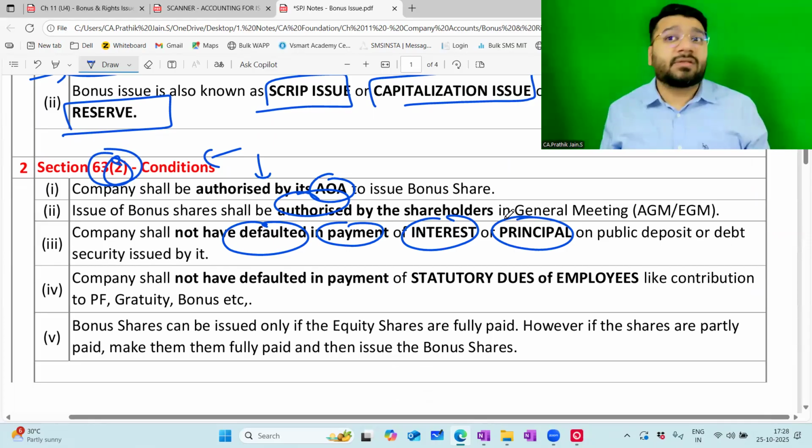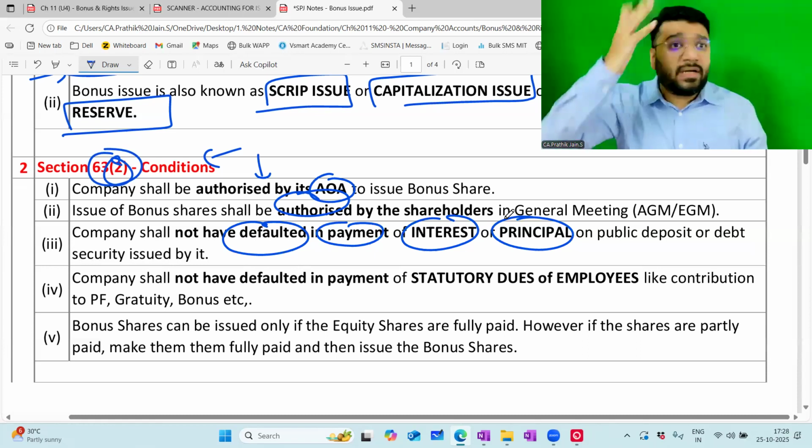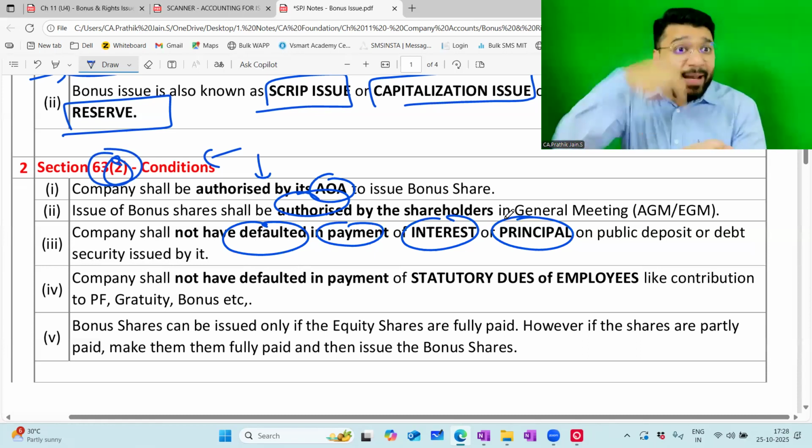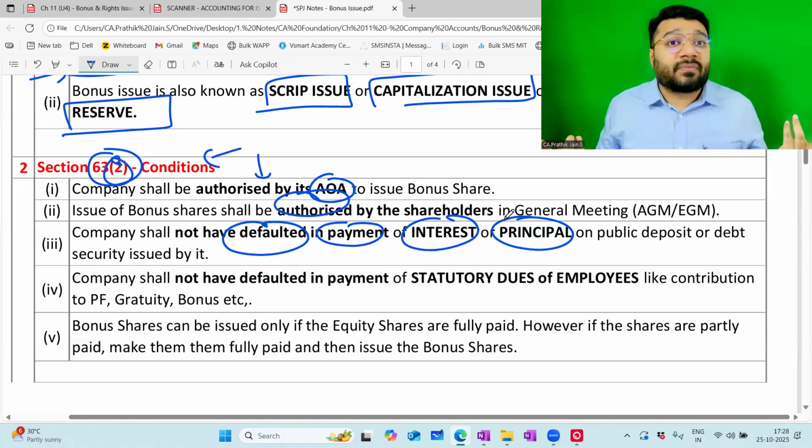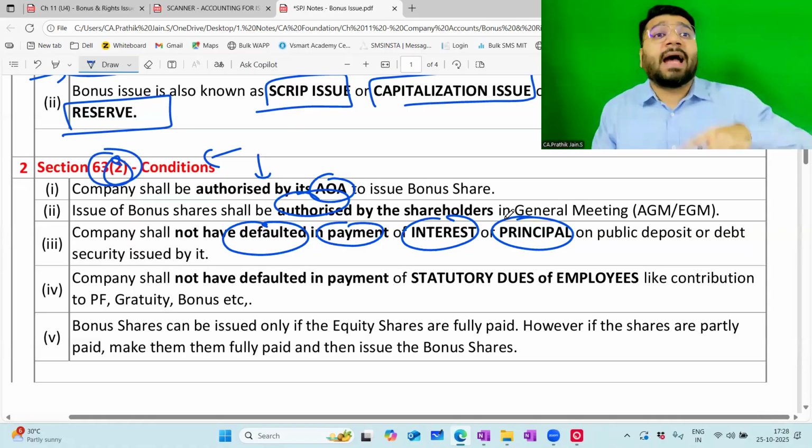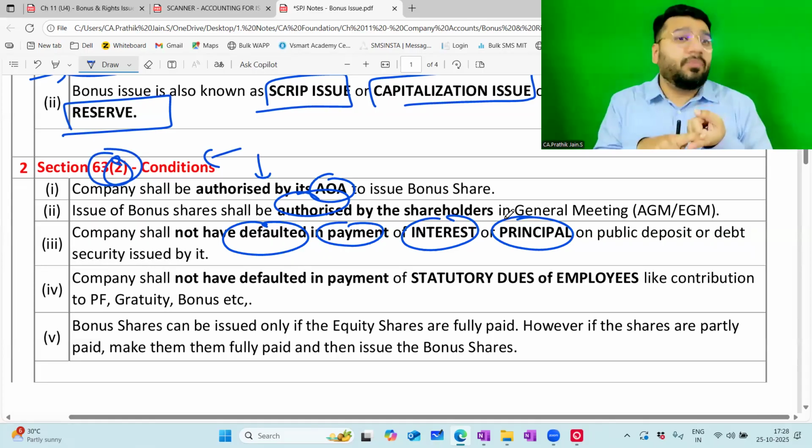I have to pay after 5 years. So at the end of the current year, will I say it is defaulted? No. I have to pay after 5 years, so it is not defaulted. Default means when I have to pay today, and I'm not paying. I have to pay, but I'm not paying. That is default. So default either in interest or principal or both.